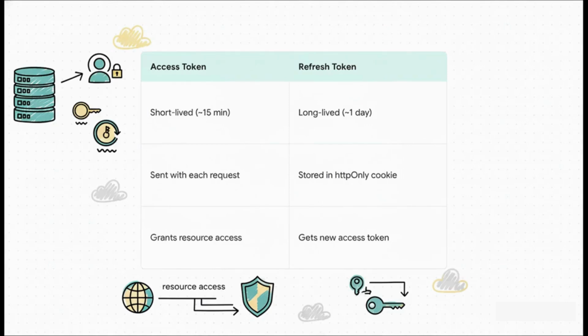Now, to make this even more secure, a really common pattern is the two-token strategy. The user gets a short-lived access token that might only last for, say, 15 minutes. They also get a long-lived refresh token that's stored more securely. So when that quick access token expires, the app can use the refresh token to silently get a new one in the background without ever forcing the user to log in all over again. It's a super slick system.